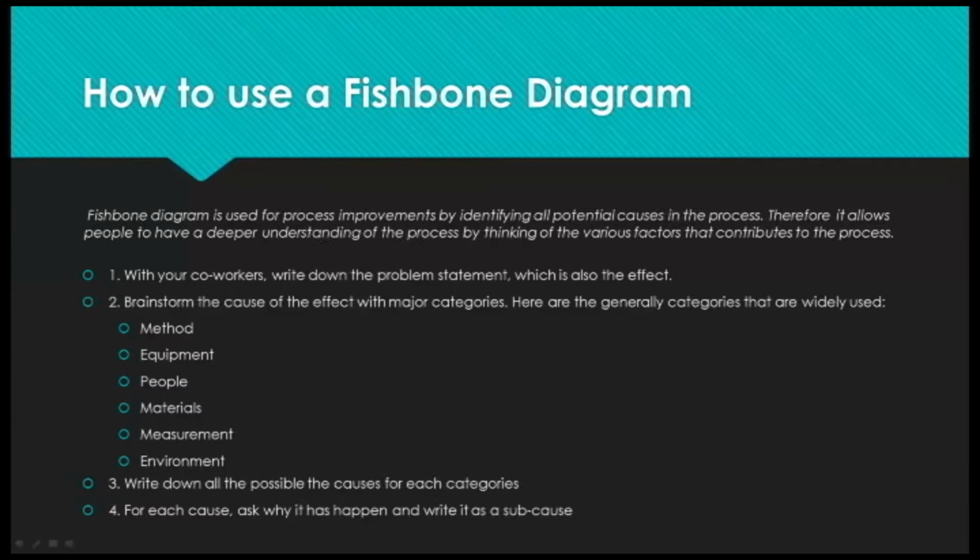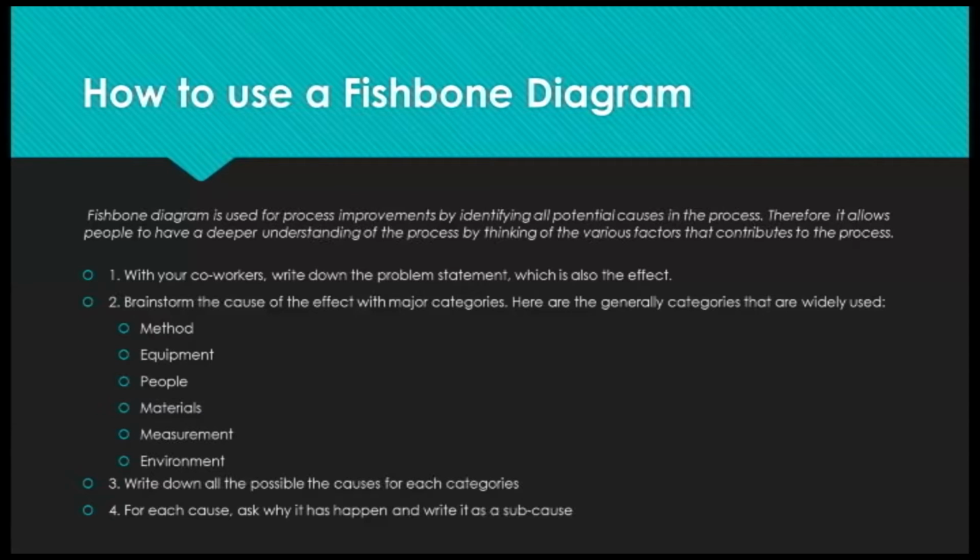Now, how do we use the fishbone diagram? So a fishbone diagram is simply a process of improvement that identifies potential causes, and it allows people to look into a deeper understanding of the process by thinking of different things that contribute to it. So with your coworkers, write down the problem statement, which is the effect. So essentially it's the same thing as the 5 whys, the problem statement.